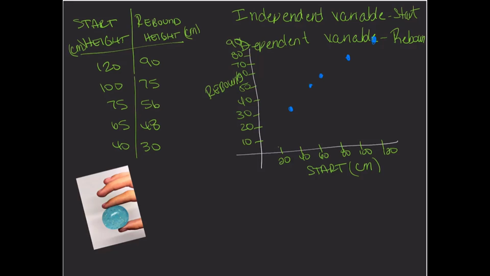For us on this graph, now that we have these plots, we can make a line of best fit because with our start heights, we can drop the ball at any height. We can have any measurement. We can have half inches, we could have quarter inches or centimeters.